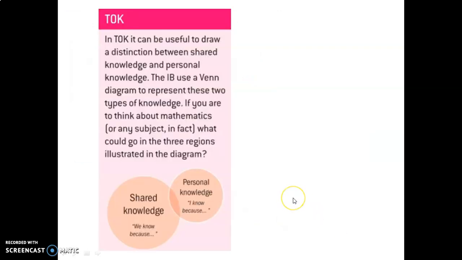Okay, TOK question for you. I think this is important. Take a look at this and let's see if you can choose the choice that makes sense to you in this question.